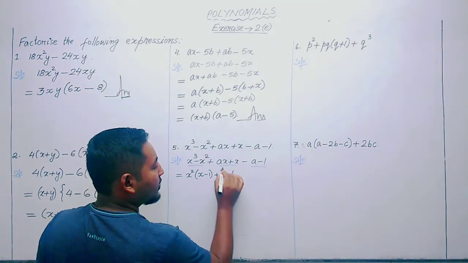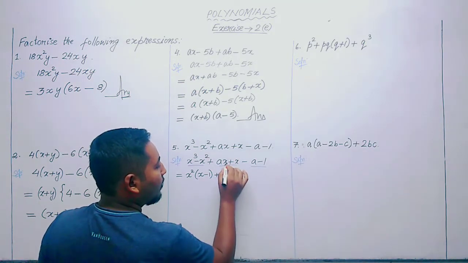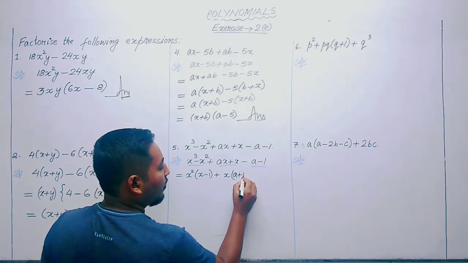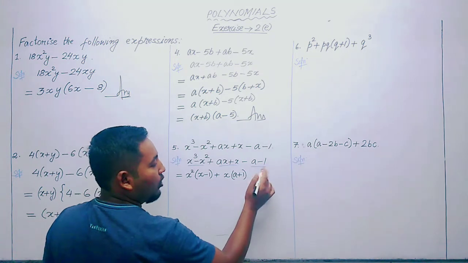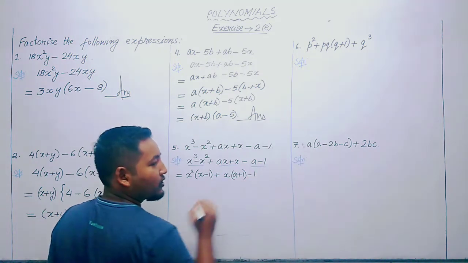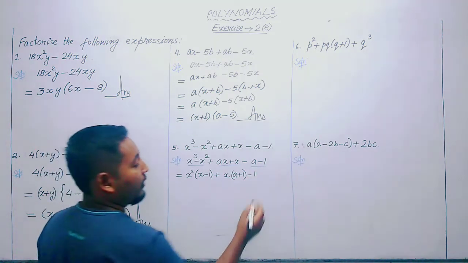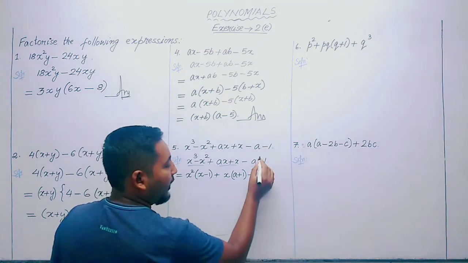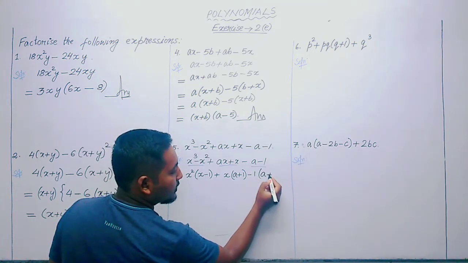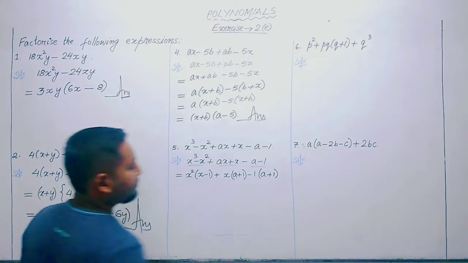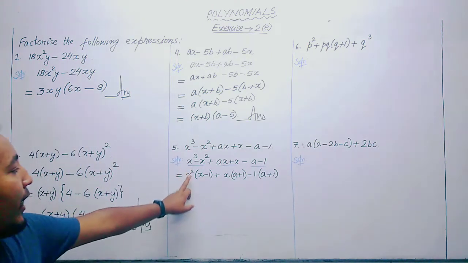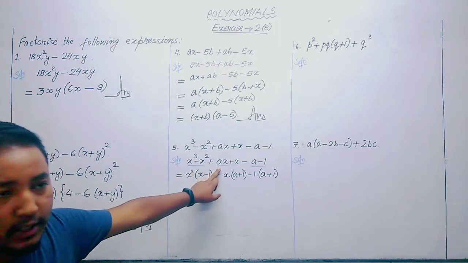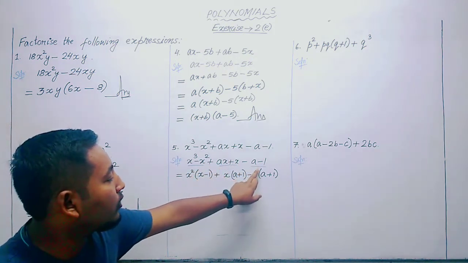X. What is remaining? A plus 1. Now from these two, what is common? 1 is common. So 1 into a minus, plus minus 1 ones are 1. Is it fine? Now we have seen that I have taken out x square common from here, x common from here, and minus 1 common from here.